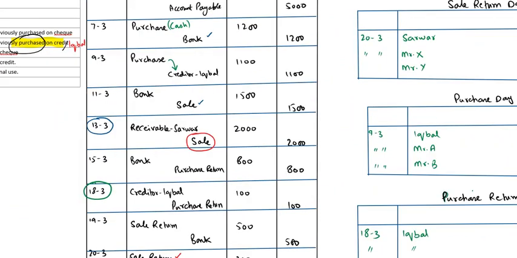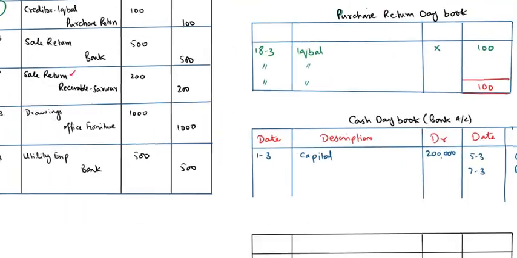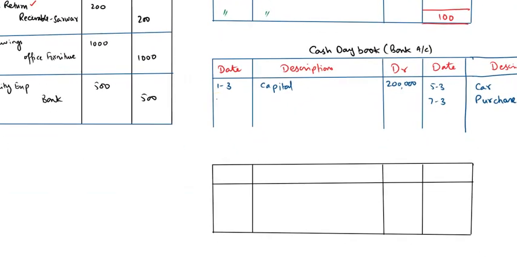Another bank related transaction was this one. On 11th March, the bank balance will increase by 1500 due to a cash sale through check. So on 11th March, 1500 will be debit in bank. The bank balance will increase due to the sale, and the amount is 1500.